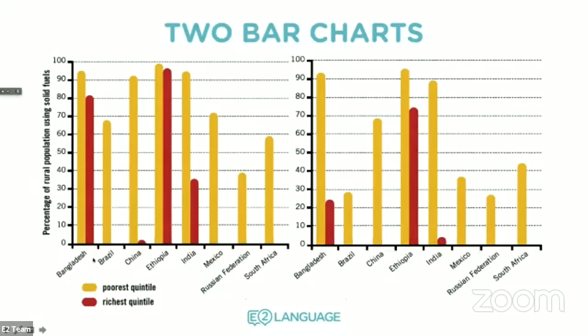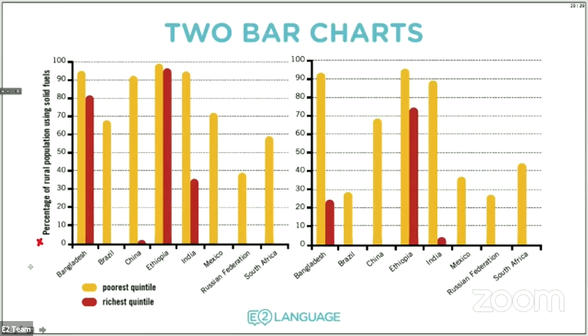Let's continue to introduce graphs. This one here has two bar charts. Okay, there's no title, or is there a title? Because if you look closely, you can see percentage of rural population using solid fuels. Okay, again, it's a double bar graph, the poorest quintile and the richest quintile.